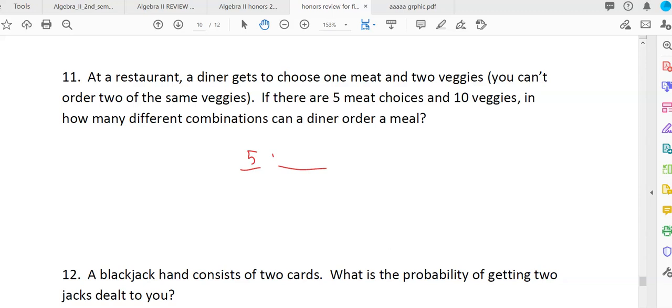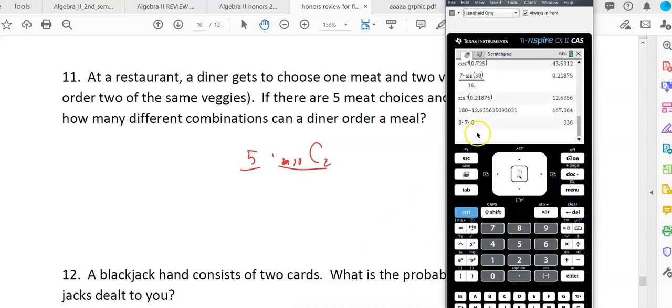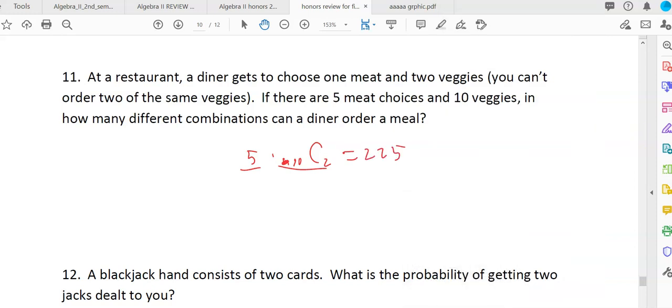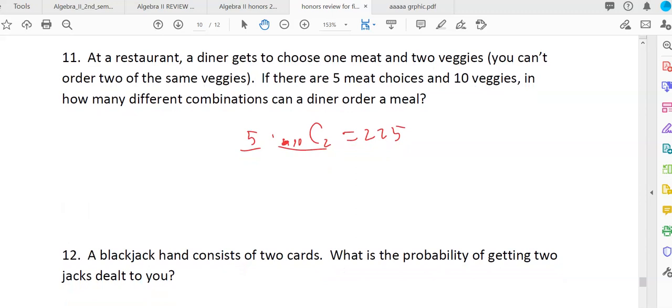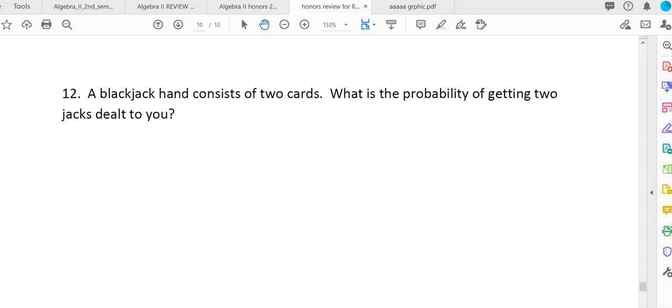So that would be nCr, so that would be 10 choose 2. Because order is not important on that one, it'd be 5 times nCr(10, 2). 225 different ways to order that. Kind of a tough one. I think that's right though.